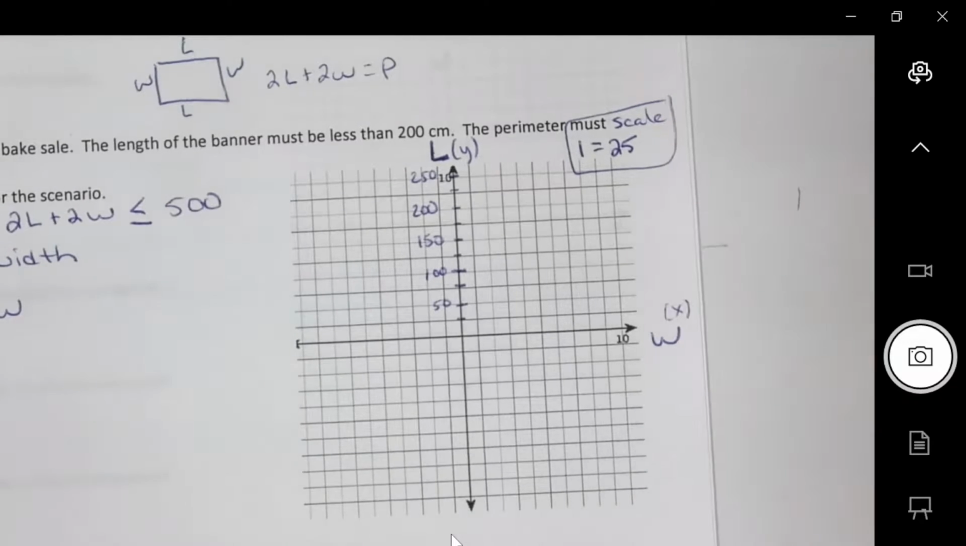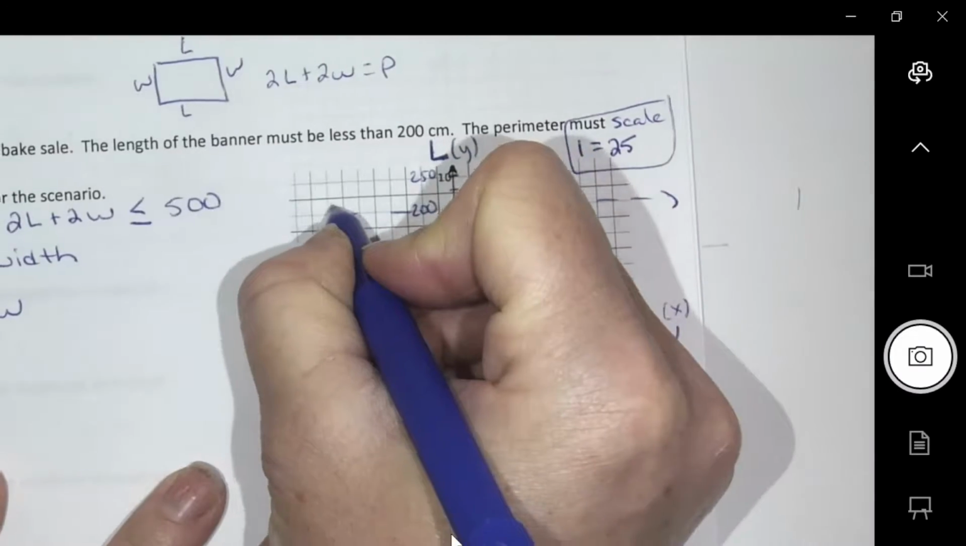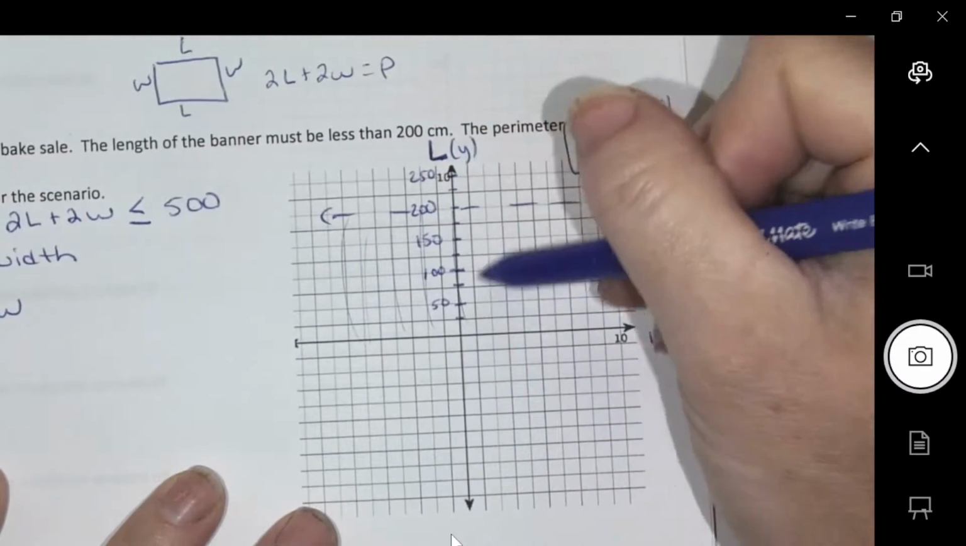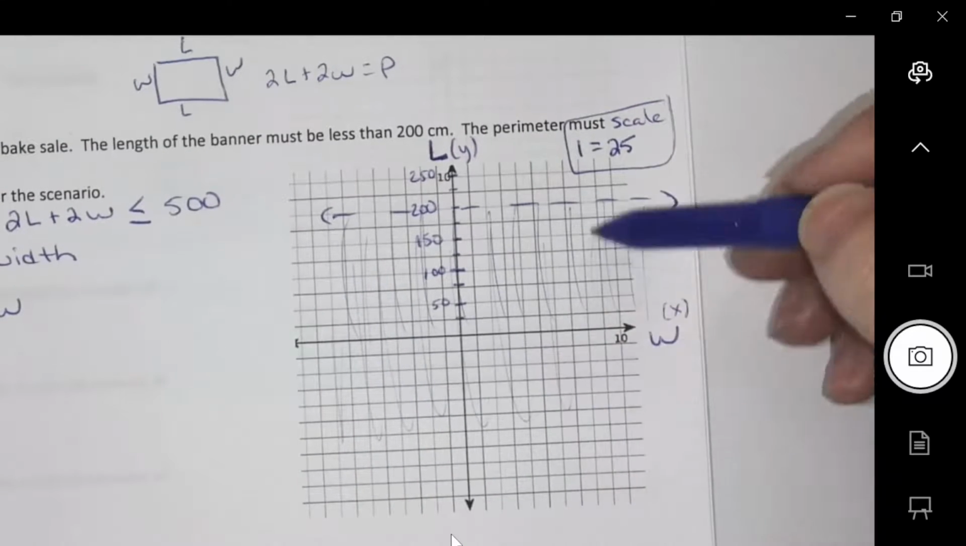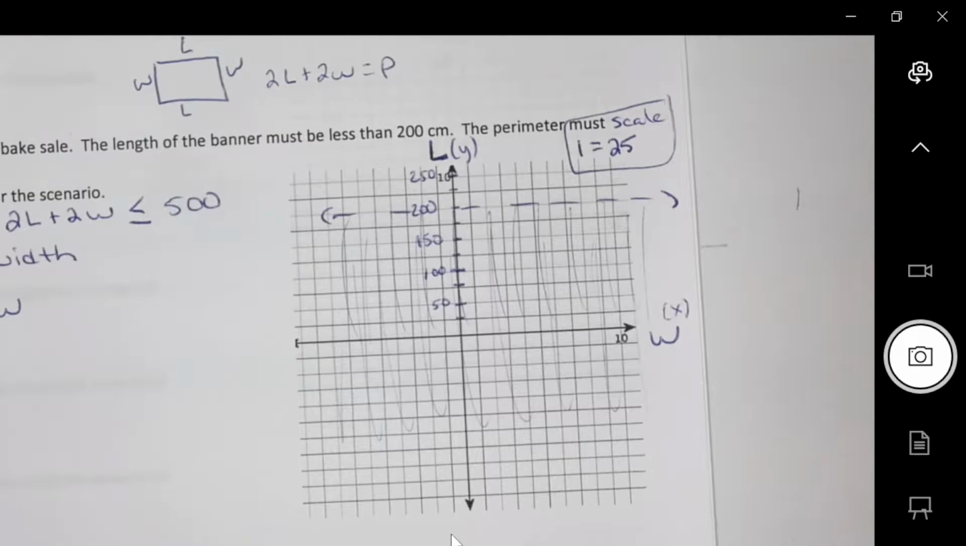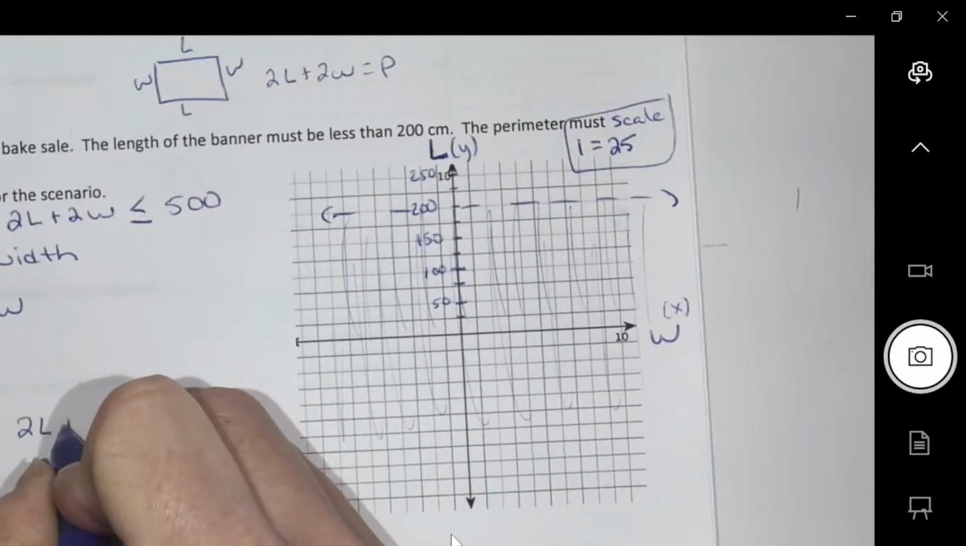Okay, so here's what I do. So if I go L is my Y, Y is less than 200. Kind of this idea. I'm just going to do that lightly because this is not correct yet, because I have to cap it off at all my whole number stuff yet. So that's what I'm kind of thinking. It has to be below that. Okay, here's how I'm going to graph this equation. I'm going to use a method called intercept methods.